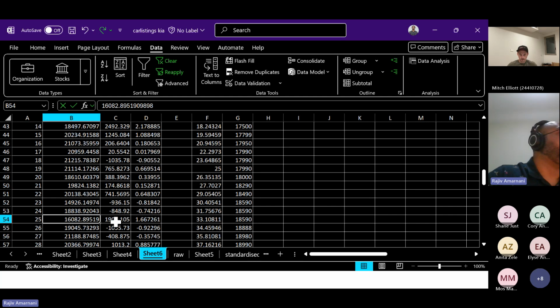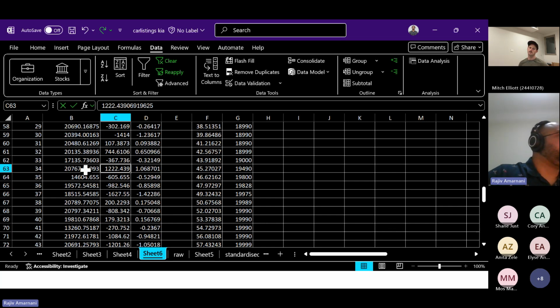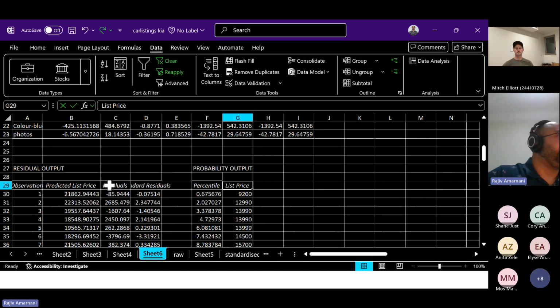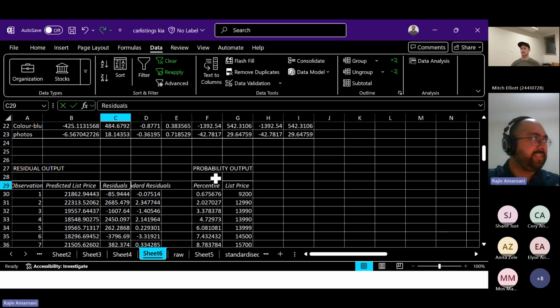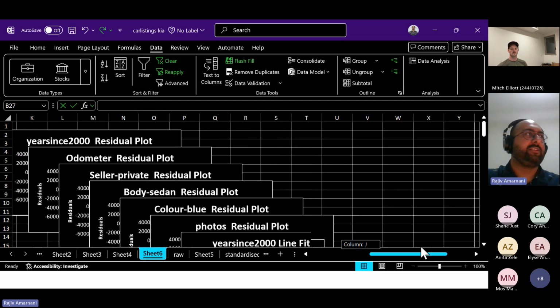Sorry, 1,907 less than the list price. So this car is being sold for way cheaper than is predicted by the model. This car, again, this one is more than is predicted by the model, because we have here again the list price and we have the residual here. So this is very helpful. This bit is helpful. These plots you can take or leave.